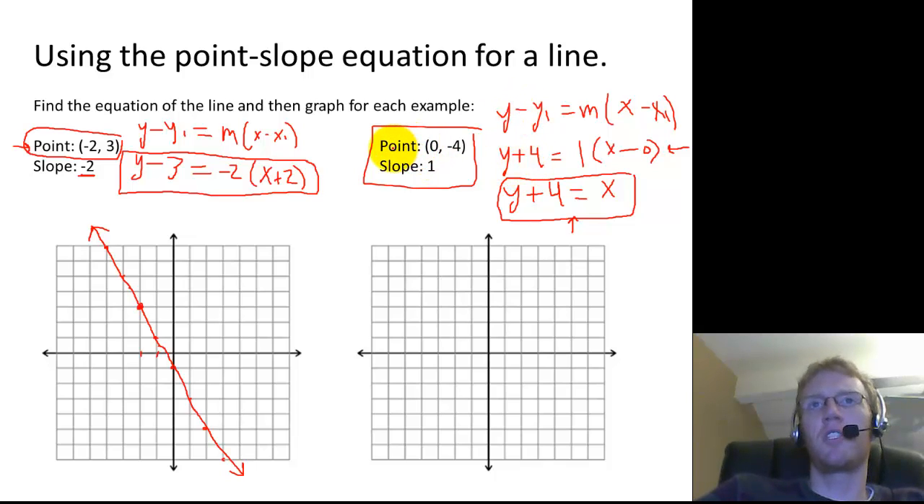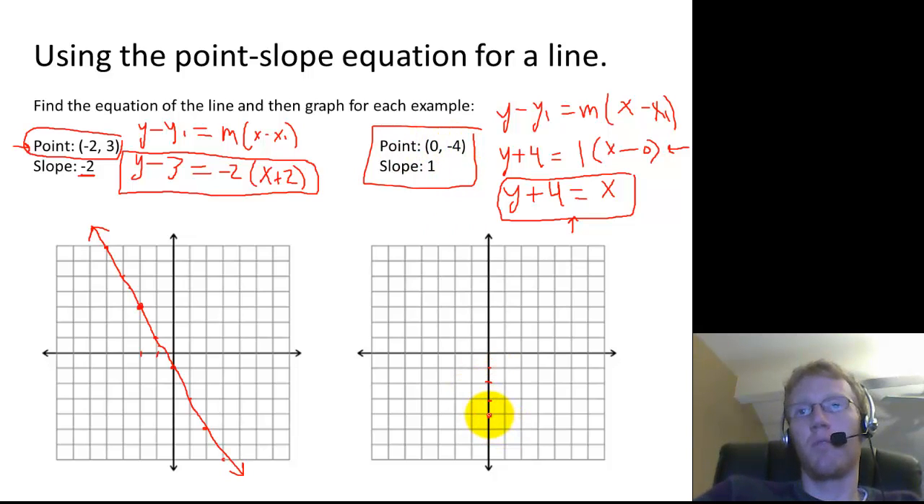Now let's draw the graphs. So we start at the point (0, -4). That's going to be down here at negative 4. In fact, that's a y-intercept. So remember before I said, with point-slope form, you can use any point. In this case, it's actually the y-intercept that we're starting at.